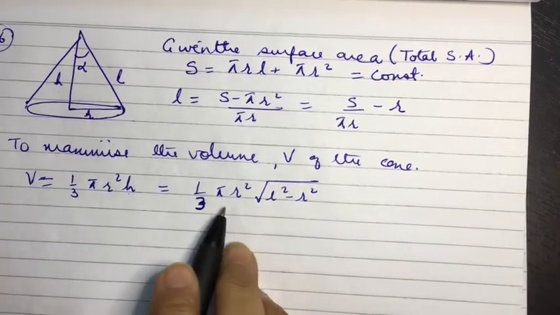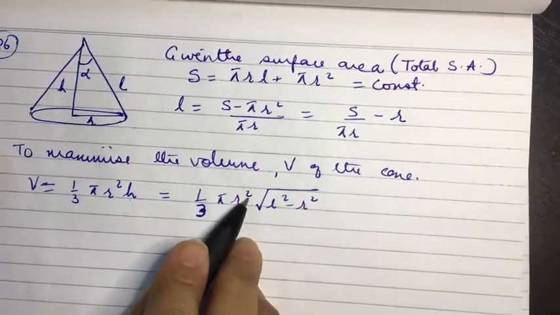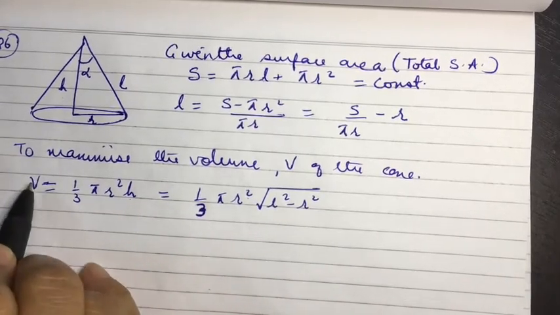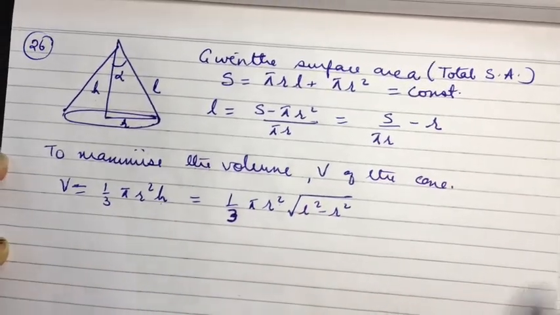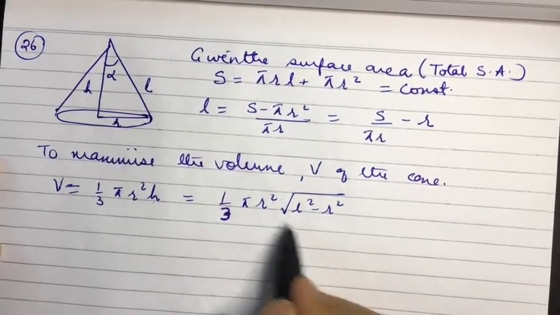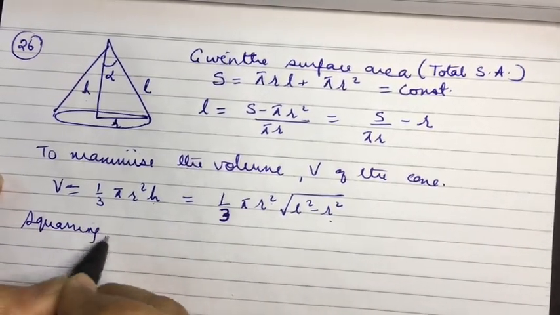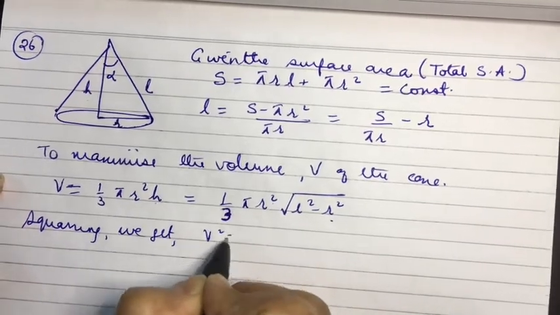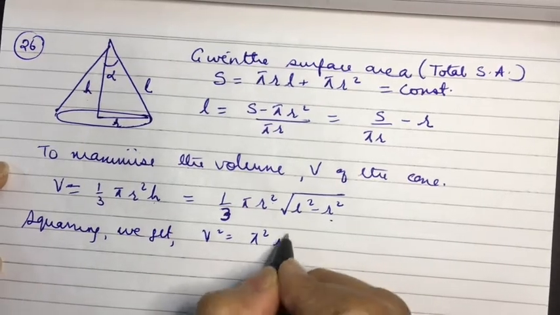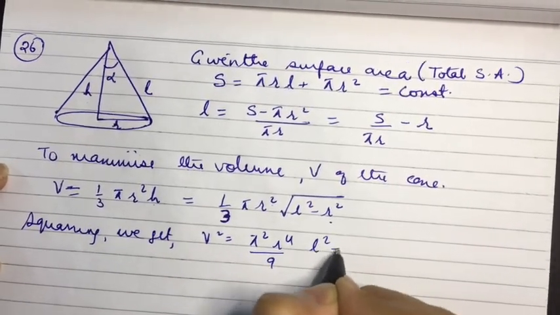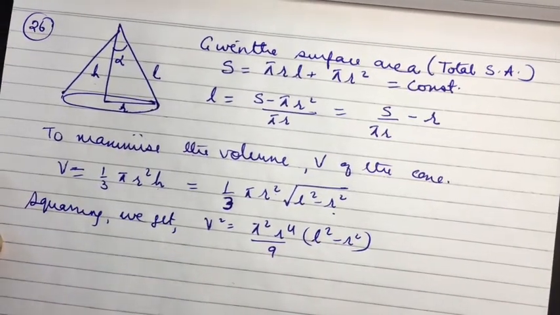Now we have to maximize the volume, so we need to remove this square root sign from the volume. It's easier for us to maximize a function which is free from square root. So squaring, we get V squared equal to pi squared r raised to power 4 upon 9 into L squared minus r square. Okay, now we open this.